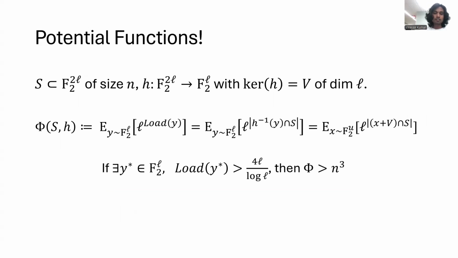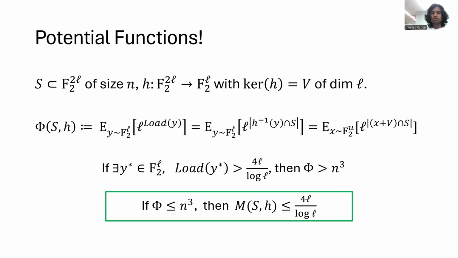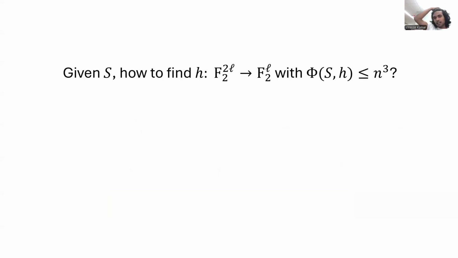Writing the contrapositive, that means if we can find a hash function whose potential is at most n cubed, then we're done. So let's focus on that. Let's try to minimize the potential. But it's not clear that looking at the potential is simplified, right? Given an S, how are we going to find such a function?